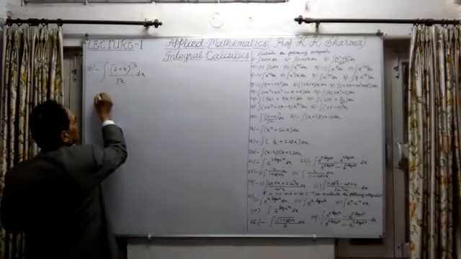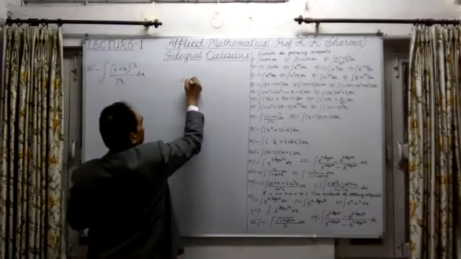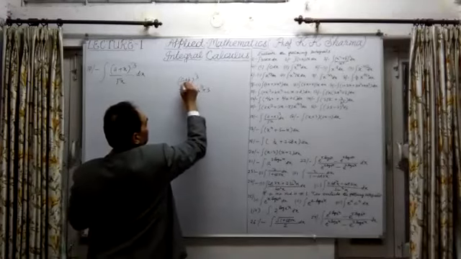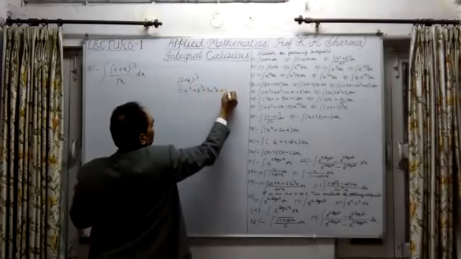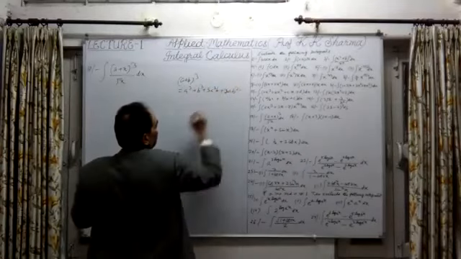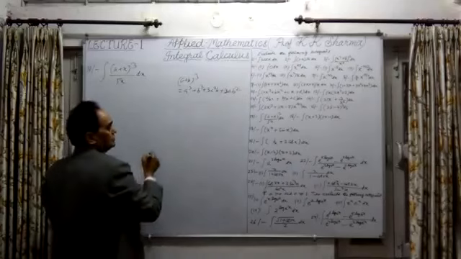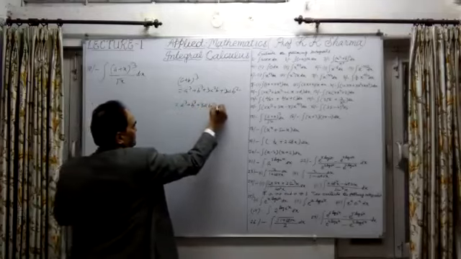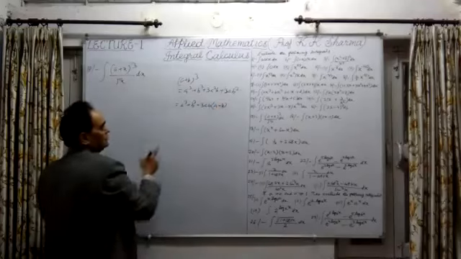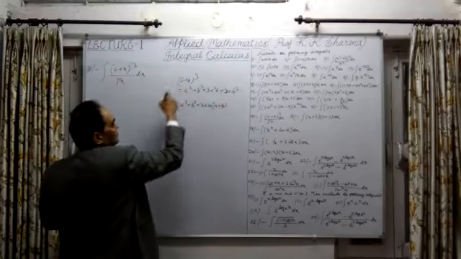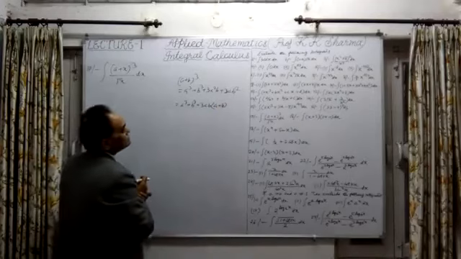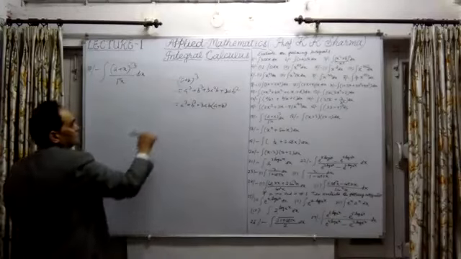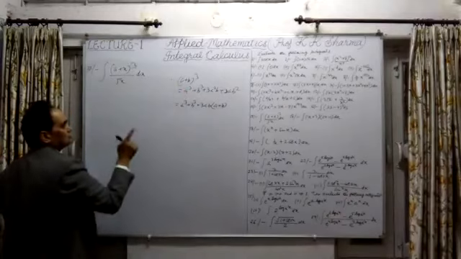(a plus x) whole cube. We know that (a plus b) whole cube is a cube plus b cube plus 3a square into b plus 3ab square. Or we can write it as a cube plus b cube plus 3ab within bracket (a plus b). So the whole cube of any binomial is equal to this. This we know about. With the same formula, (a plus b) whole cube is equal to this much.